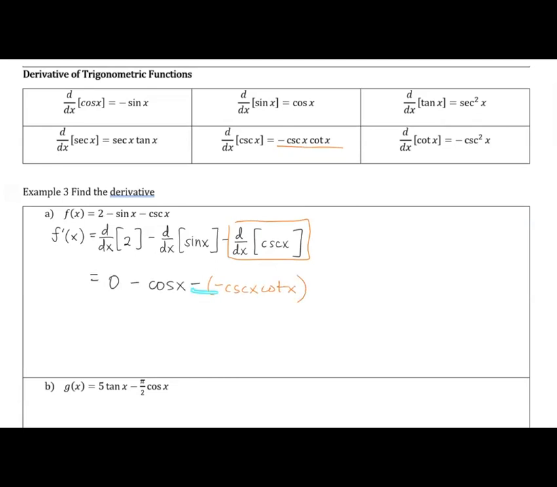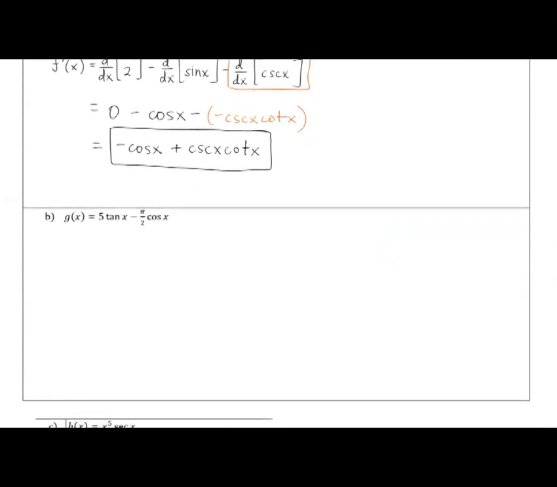Those 2 minus signs will then combine to give us a positive sign, leaving us with our final answer of negative cosine x plus cosecant x multiplied by cotangent x. I'll start example 3b the same way by taking the derivative of each individual term.